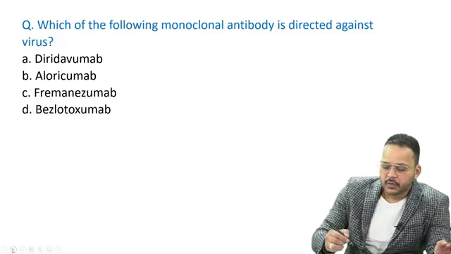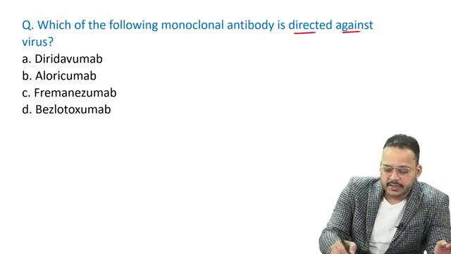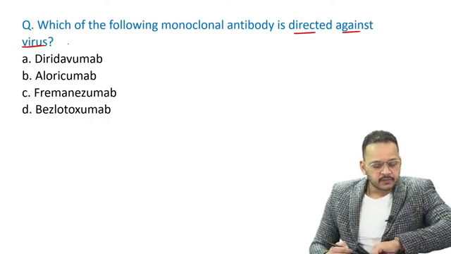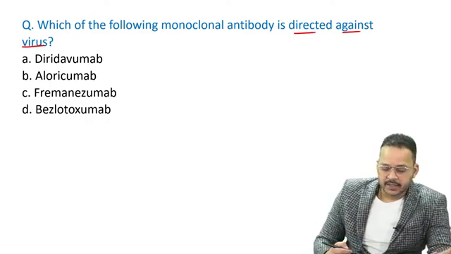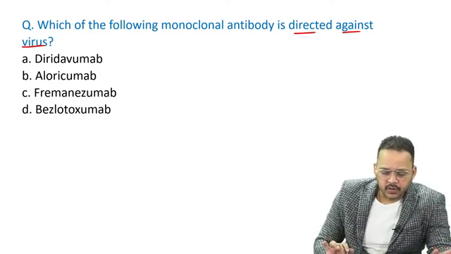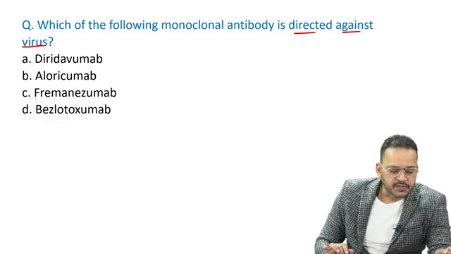Which of the following monoclonal antibodies is directed against a virus? Is it Diridivoumab, Diridavumab, Alirocumab? It is not Alirocumab, so the spelling is a little bit wrong here. Fremanezumab, Basiliximab. Which is against the virus?